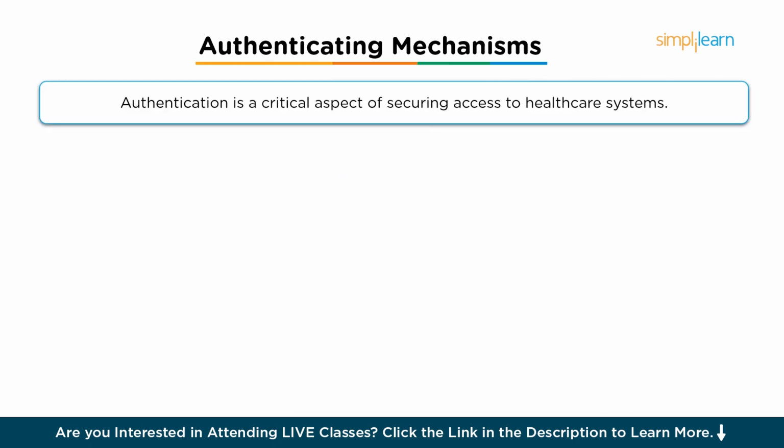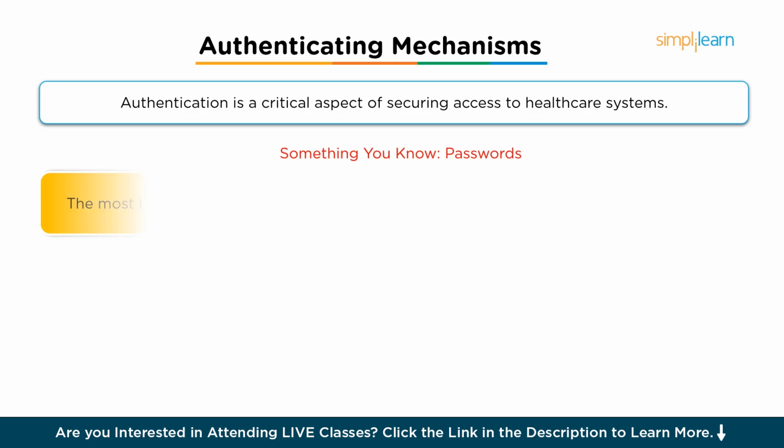Authentication mechanisms. Authentication is a critical aspect of securing access to healthcare systems. By verifying the identity of users before granting access to sensitive data or systems, healthcare organizations can prevent unauthorized access and ensure that only trusted individuals can interact with EHRs and medical devices. Below, we will explore various types of authentication methods commonly used in healthcare settings.